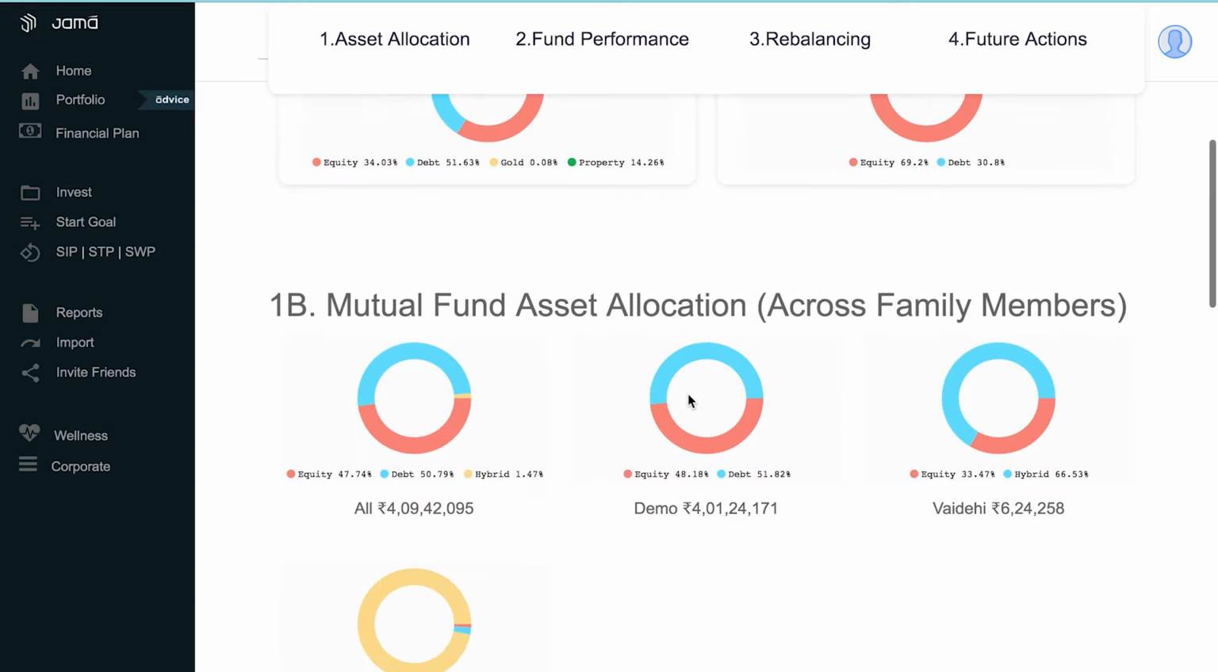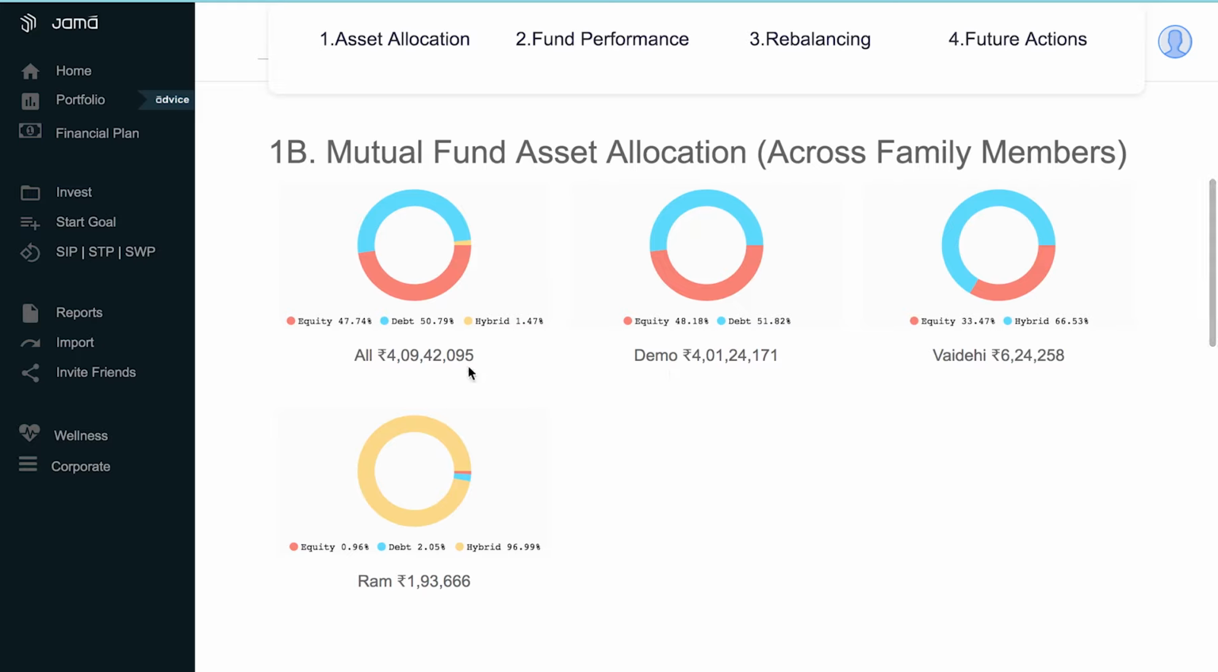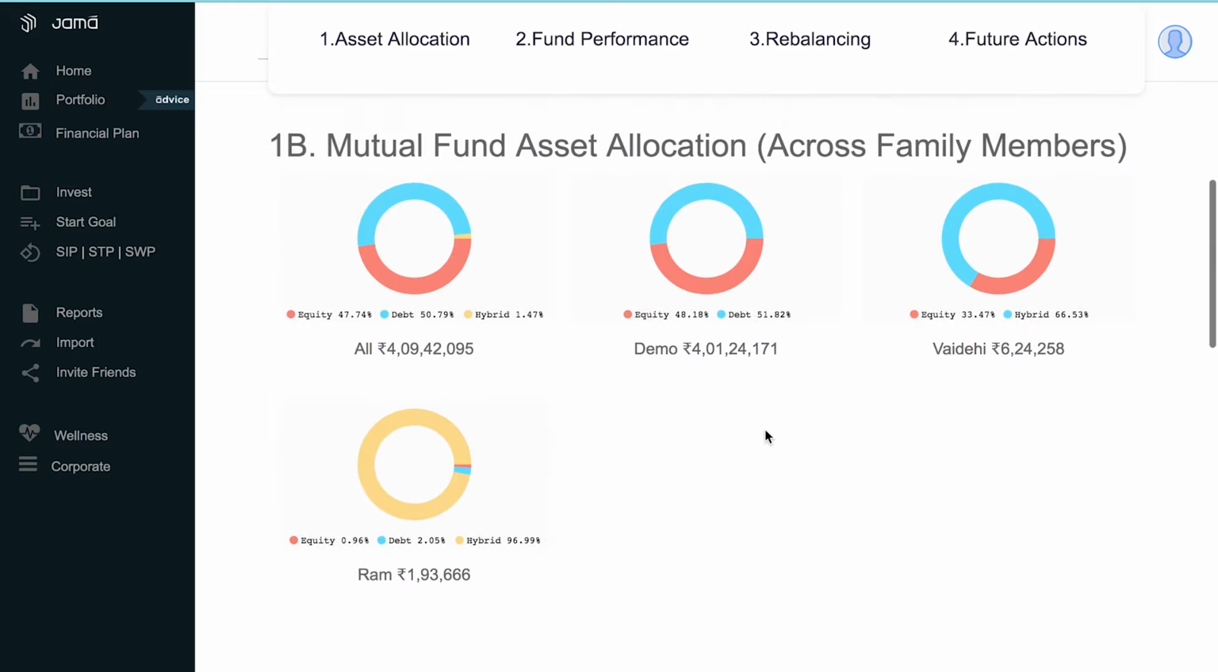Now coming back to the mutual funds, here you can see that this particular person has a couple of family members also attached to this, and this shows an overall asset allocation as well as a member wise asset allocation. Again, this is food for thought for the advisor as well as the investor.